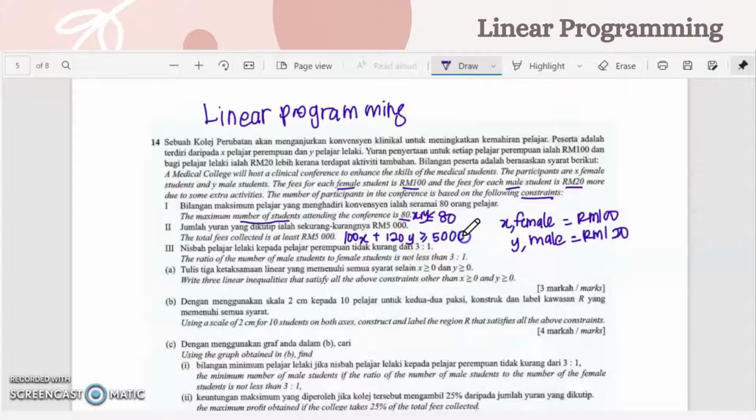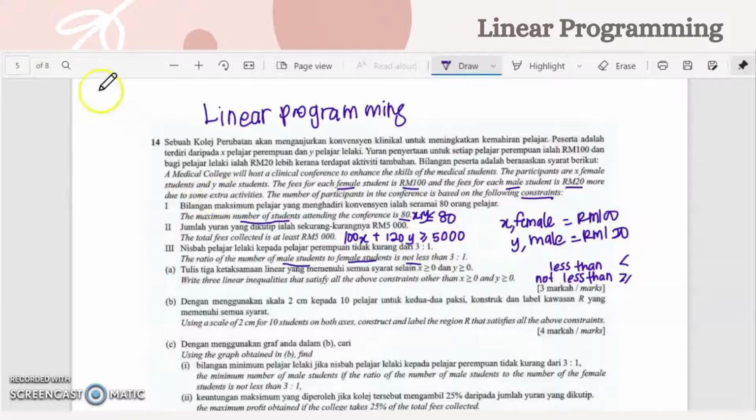Jadi selebihnya diterima. Okay. The third constraint is the ratio of the number of male students to female students is not less than 3 to 1. Okay, number of male students to female students is not less than 3 to 1. Okay, not less than. Bila less than, kita biasa guna ialah less than. Macam tu kan. Bila ada perkataan not, okay, constraint dia punya inequalities akan jadi greater than equal to.